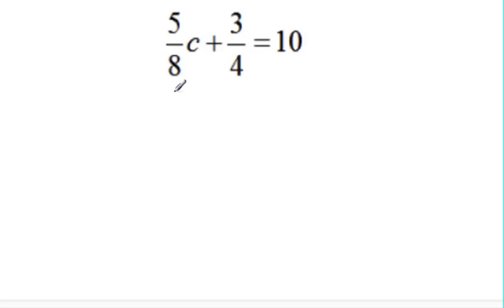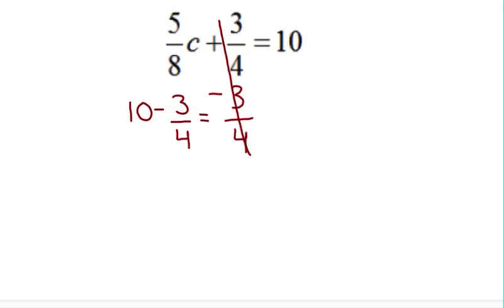The first thing you would do is take 3/4 and do the opposite operation on itself. So you do 3/4 minus 3/4 and cross it out. Then you would do the same for 10. 10 minus 3/4 equals 9.25, in decimal form.